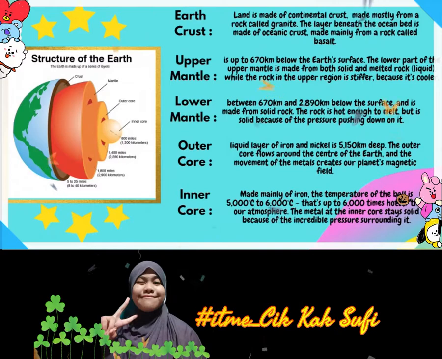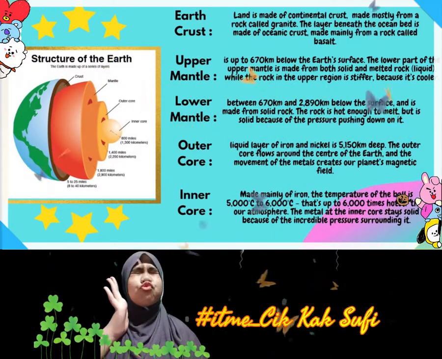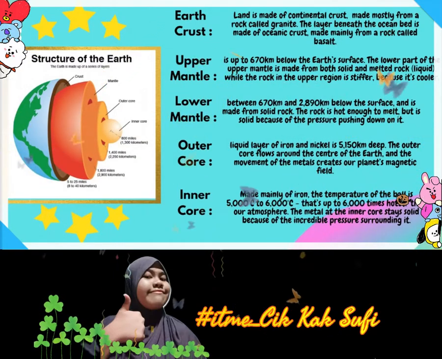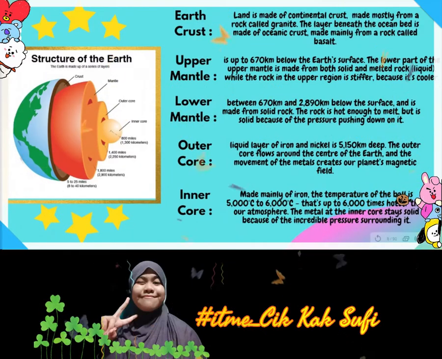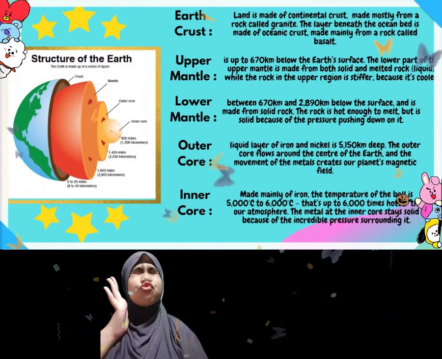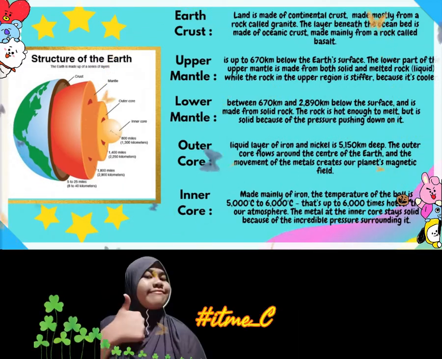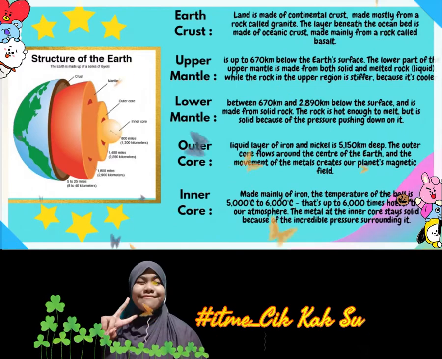For the second one is mantle. Mantle we have two, upper mantle and lower. So the upper mantle is up to 670 km below the Earth's surface. The lower part of the upper mantle is made from both solid and melted rock, a liquid, while the upper region is stiffer because it's cooler.